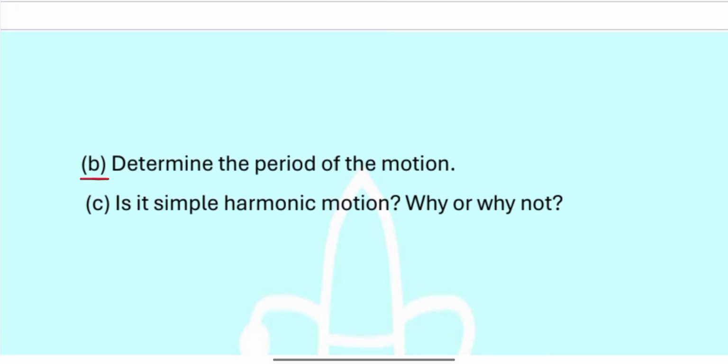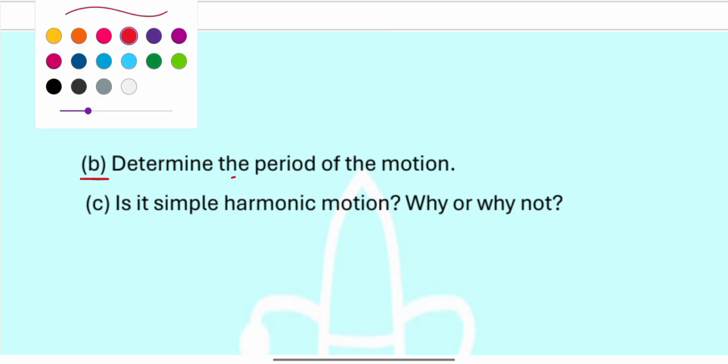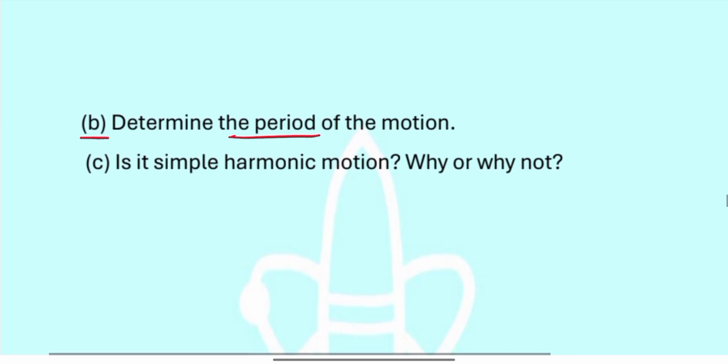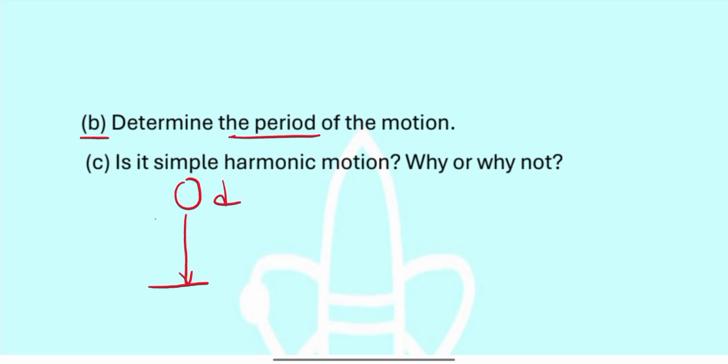So they're telling you to determine the period of the motion. Okay, so to determine the period of the motion, once again, we will have to discuss the definition of the period in terms of this motion. What we already know is that this ball is going up and down. Okay, no energy is lost. So if this is distance d, this ball is going up and down, going back.